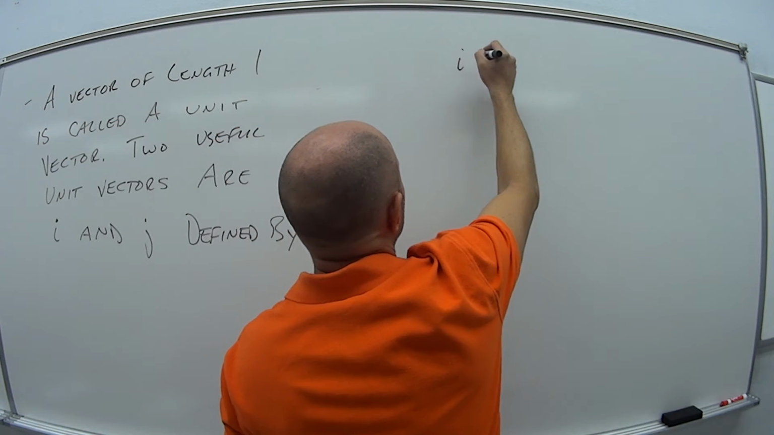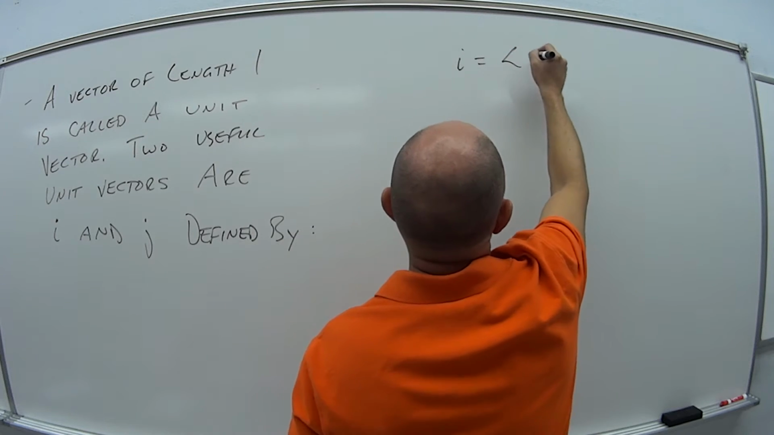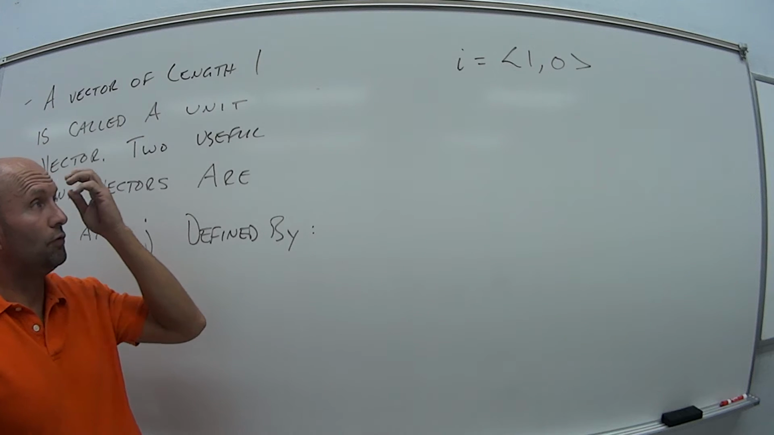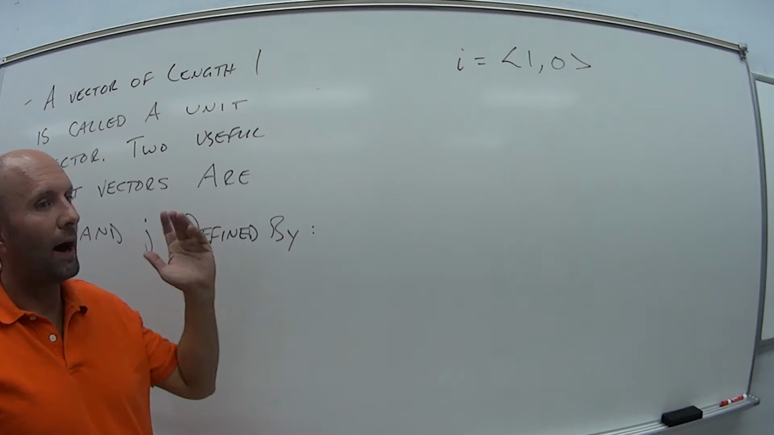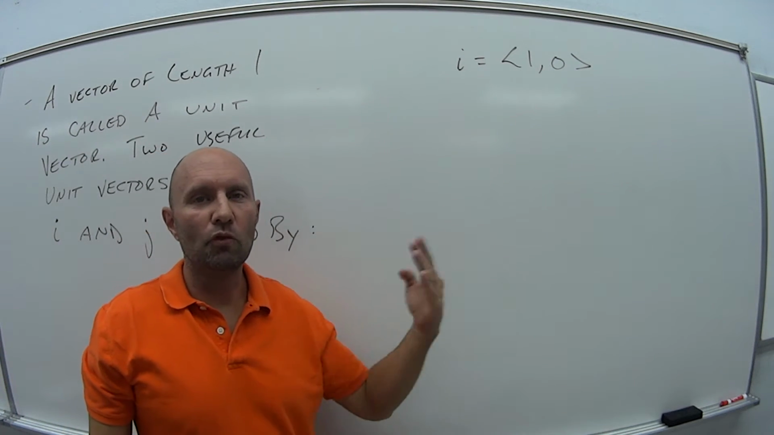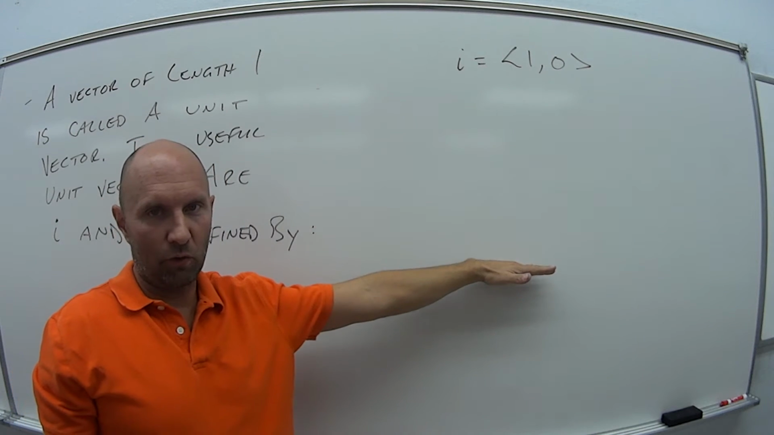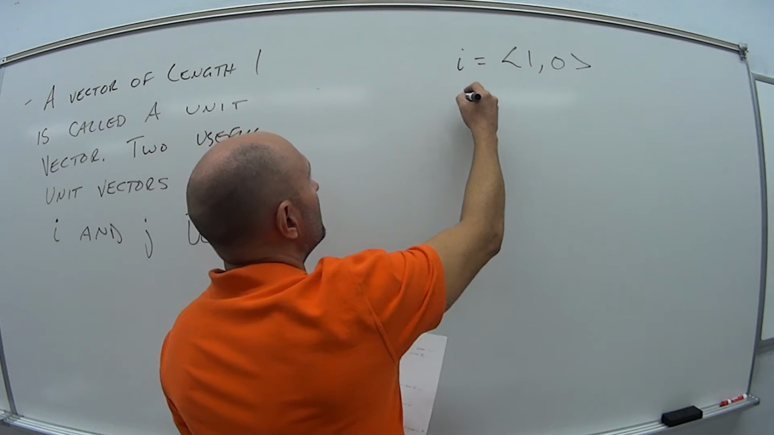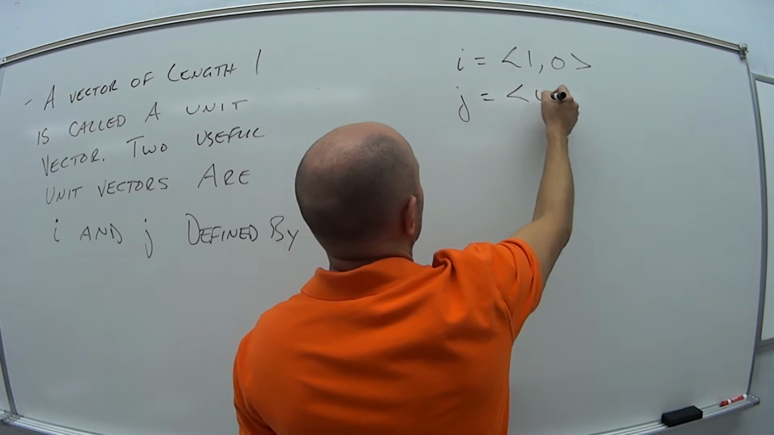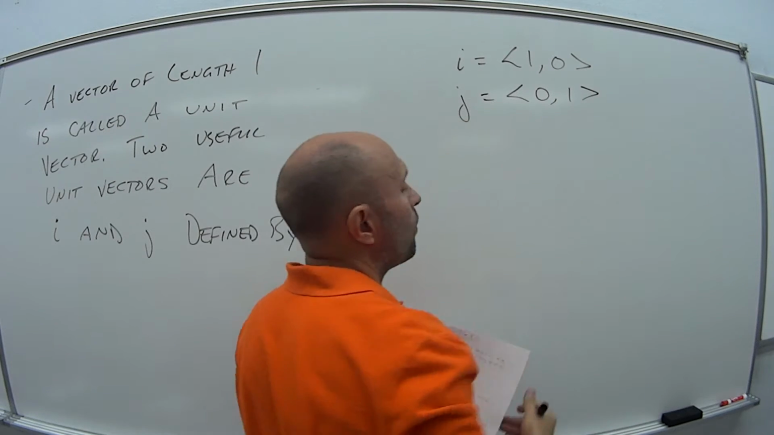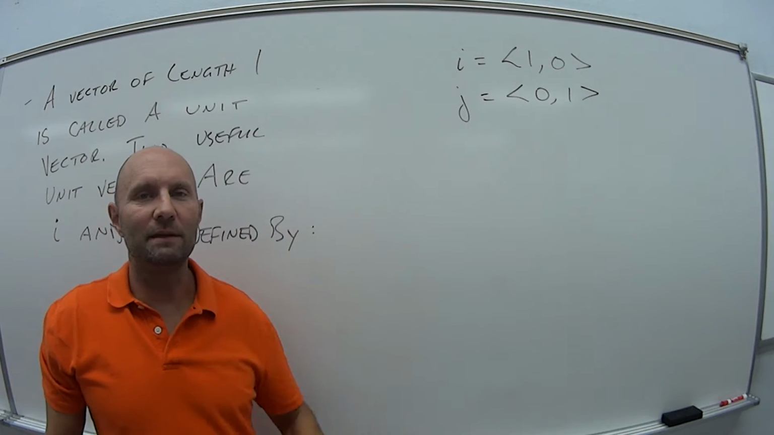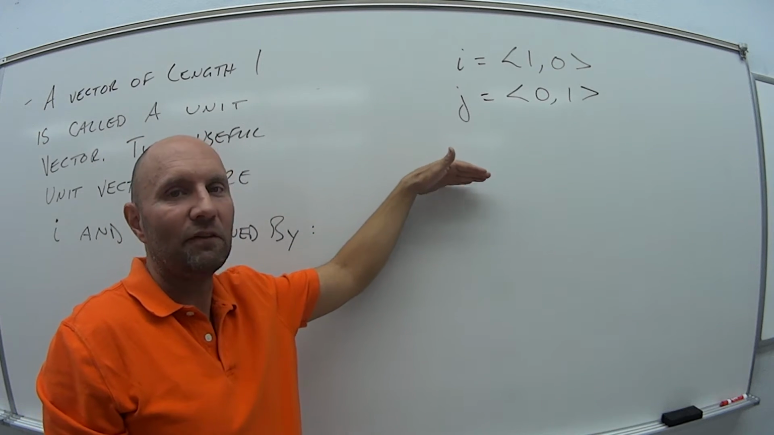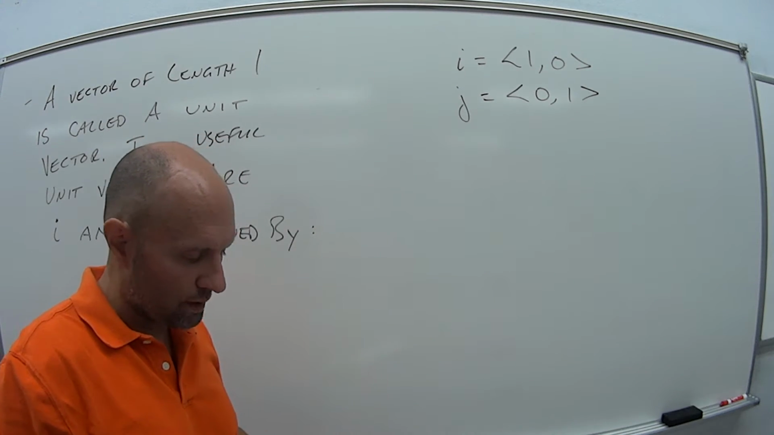So i is the vector that has values 1, 0. So i is our left and right movement. If it's plus i, that means we're talking about going to the right. If it's minus i, it means we're moving to the left. j has the values 0, 1. So j is our up and down movement. So if it's plus j, we're going up 1 unit. If it's minus j, we're going down 1 unit.